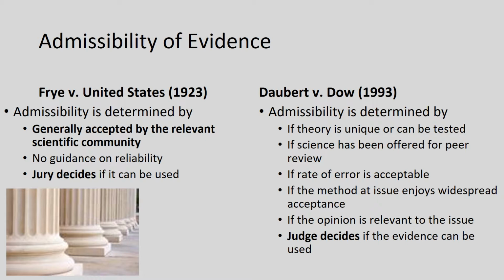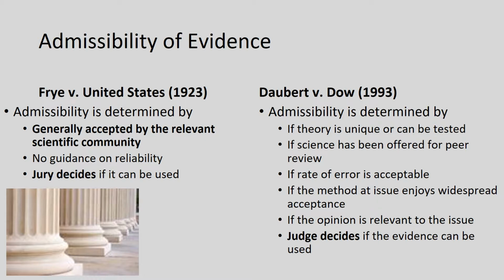They changed the rules, and they say admissibility is determined by whether the theory can be tested, whether the science has been offered for peer review, which we've discussed in biology class, whether the rate of error is acceptable, whether the method at issue enjoys widespread acceptance, whether the opinion is relevant to the issue, and the judge decides if the evidence can be used.